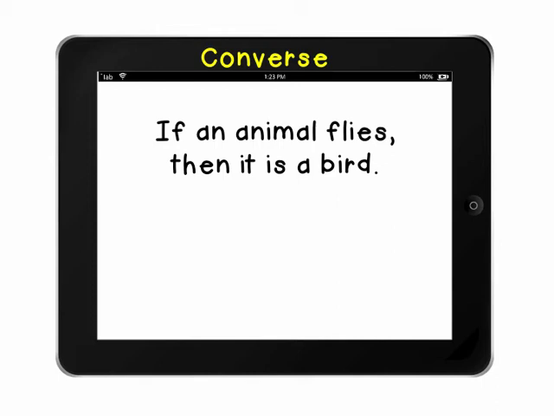Could you keep that hypothesis true? Could you think of an animal which does fly, but one where it is not a bird? The statement is false if you can find a counterexample. How about a butterfly? How about a bat? What about a flying fish? Okay, these are all counterexamples which disprove the converse of the original statement.